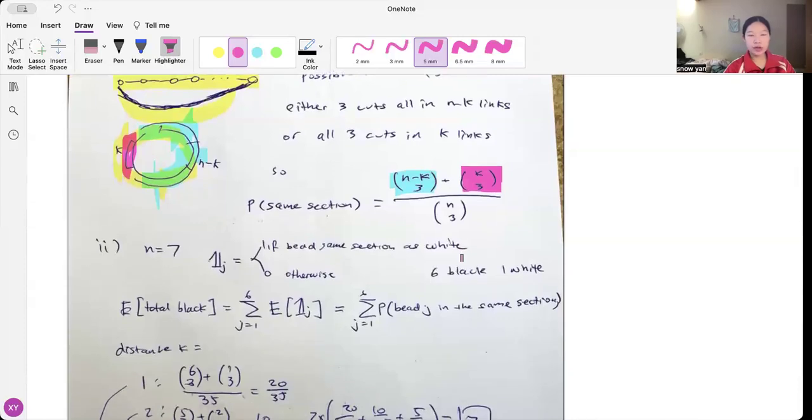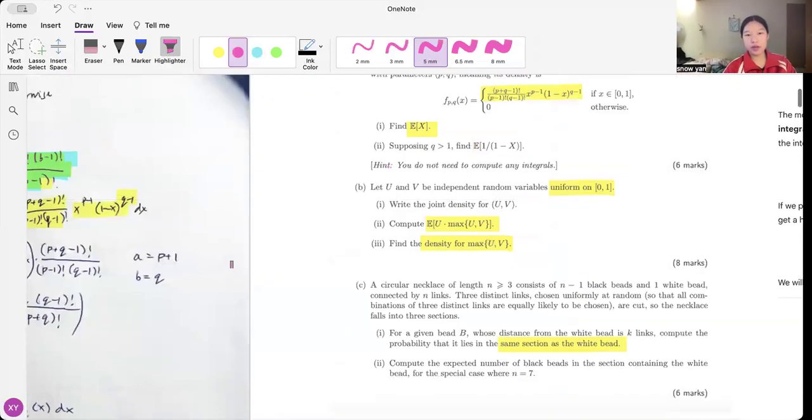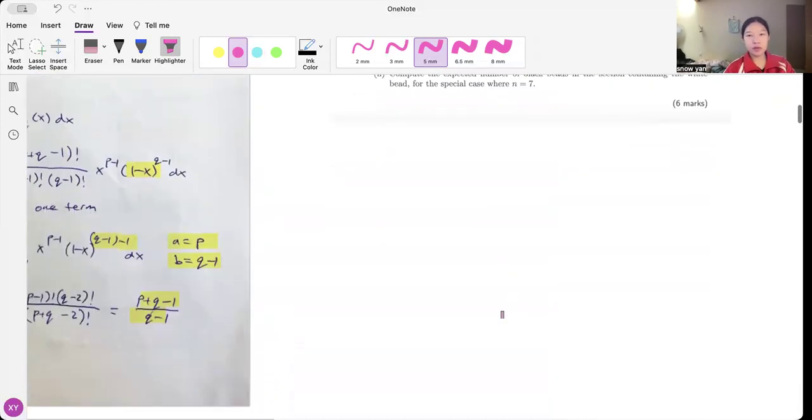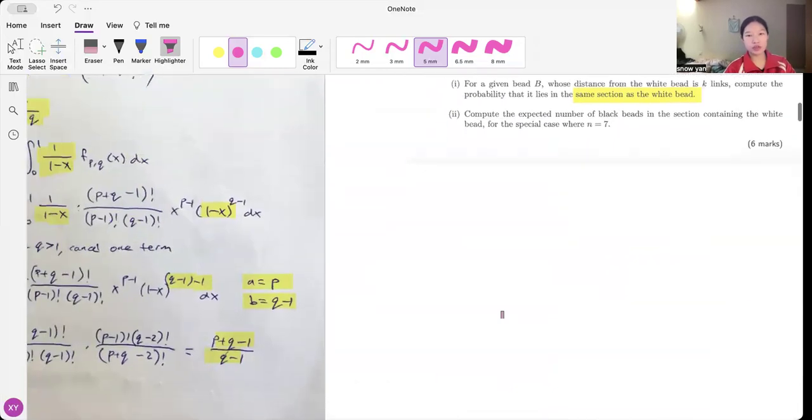In part 2, let's go to the question. In part two, compute the expected number of black beads in the section containing the white bead for the special case where n equals 7. Okay, expected number of black beads in the section.